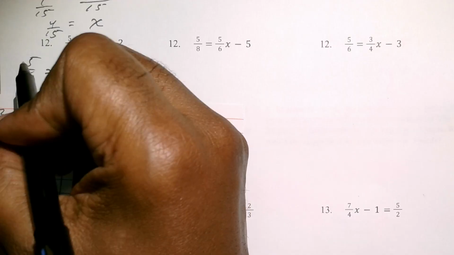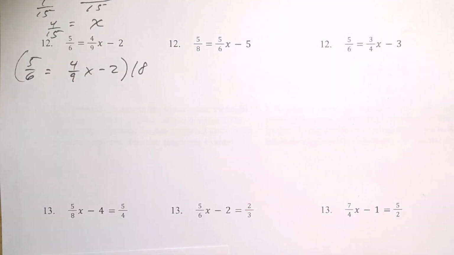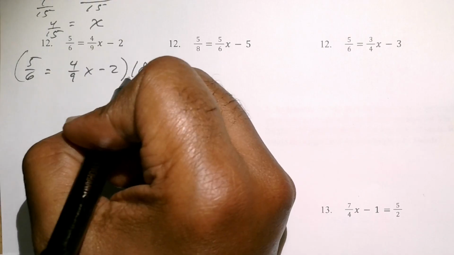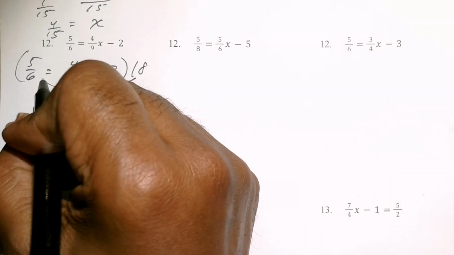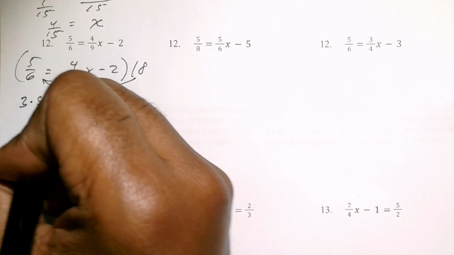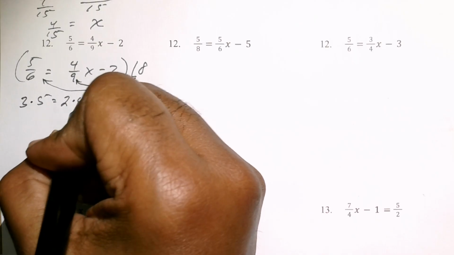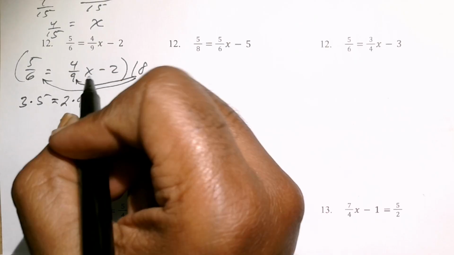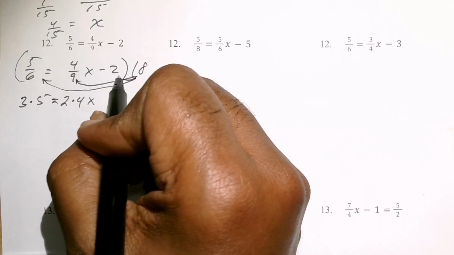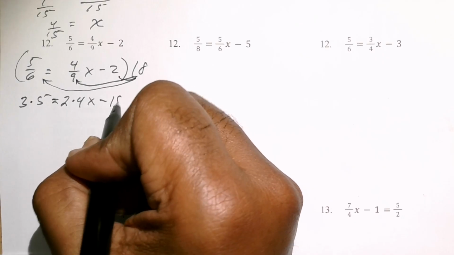So we're going to multiply all sides by 18. Now, before we do the multiplication, we'll do division. So we'll have 18 divided by 6, which is 3 times 5. 18 divided by 9, which will be 2 times 4x. And then 18 times 2, which will just be 18 times 2.